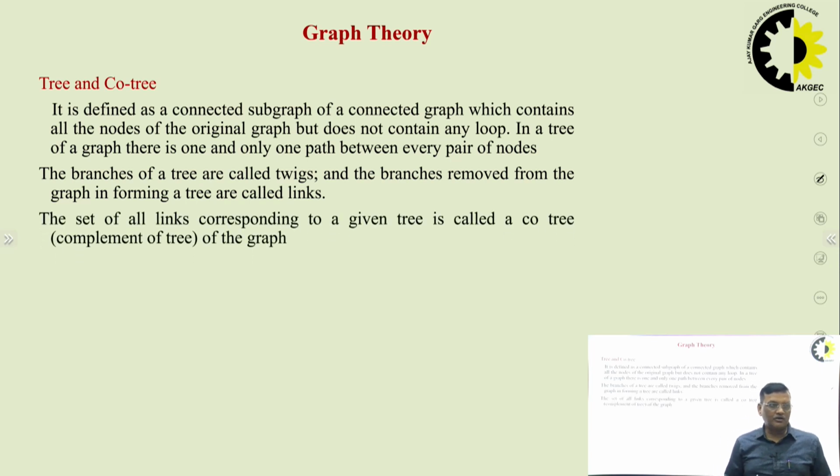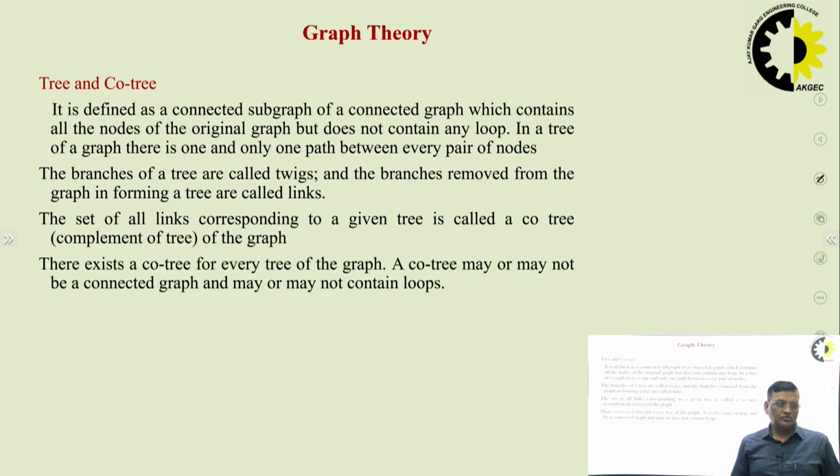The set of all links corresponding to a given tree is called a co-tree, or complement of the tree of the graph. So there exists a co-tree for every tree of the graph. A tree may or may not be a connected graph, and may or may not contain loops. So these are the definitions of tree, co-tree, links, and twigs.